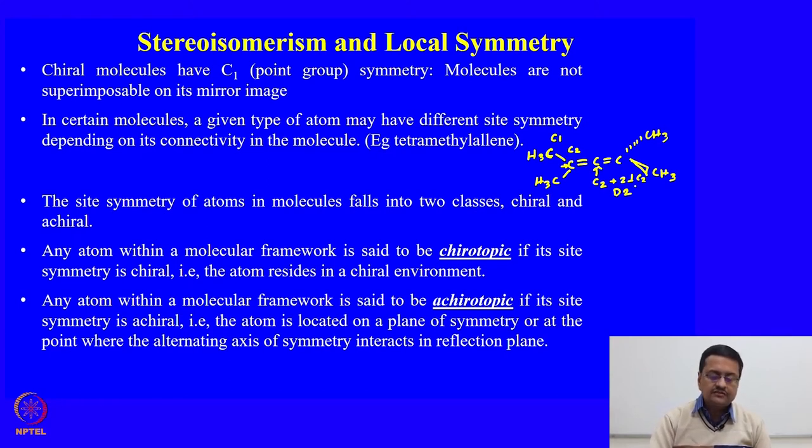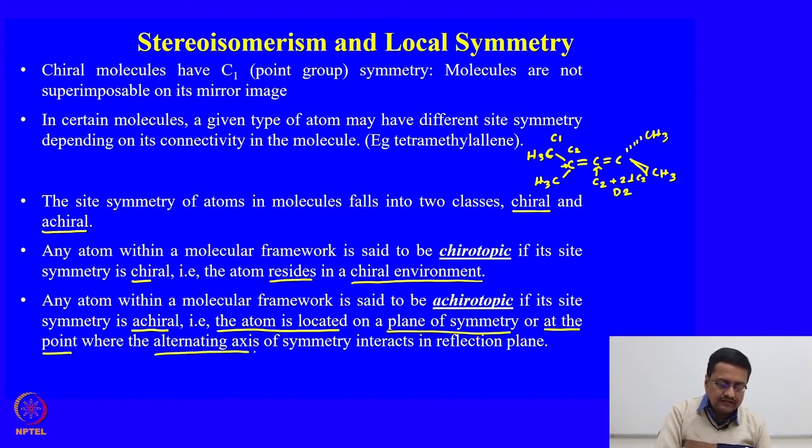This site symmetry of atoms in molecules falls into two classes, chiral and achiral. So, in a molecule, the site of a carbon atom can be of two types: a chiral site or an achiral site. Any atom within a molecular framework is said to be chirotopic if its site symmetry is chiral, that is, the atom resides in a chiral environment. Any atom within a molecular framework is said to be achirotopic if its site symmetry is achiral, that is, the atom is located on a plane of symmetry or at the point where the alternating axis of symmetry intersects the reflection plane. We will try to understand this in the next few slides.